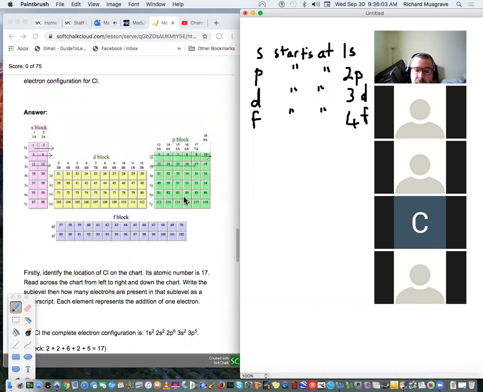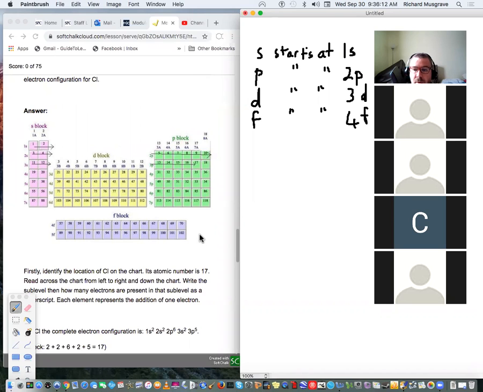But the important point being that we always go backwards to the nearest noble gas, the nearest noble gas here being number 10, which is neon. Does anybody have any questions so far?